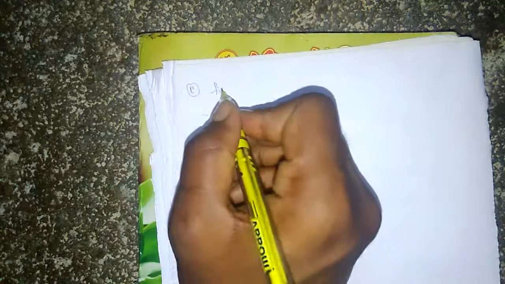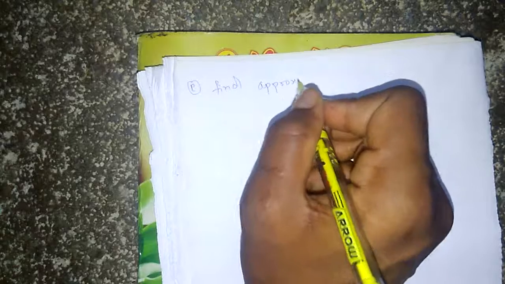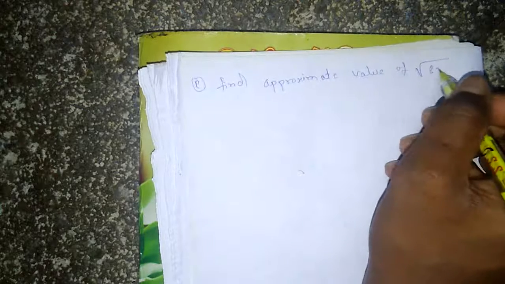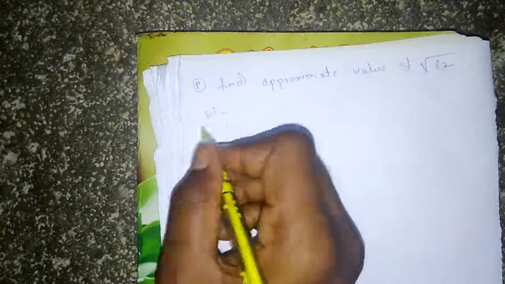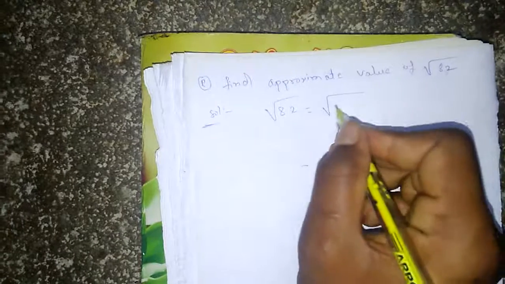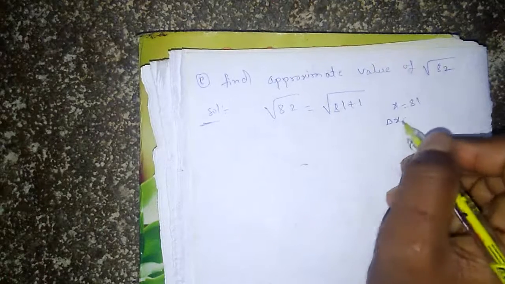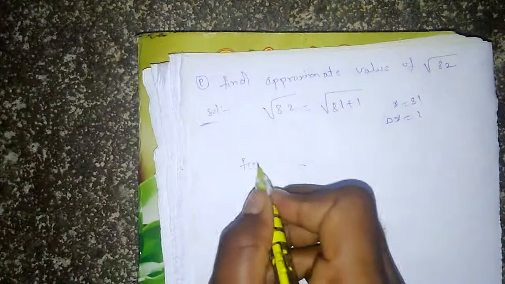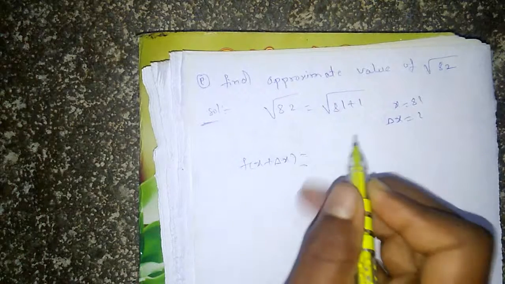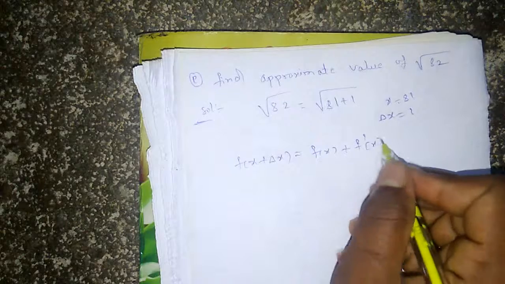Our next problem is find the approximate value of square root of 82. Square root of 82 can be written as square root of 81 plus 1. Here we can take x as 81, delta x is equal to 1. Here f of x plus delta x is equal to f of x plus f dash of x into delta x.